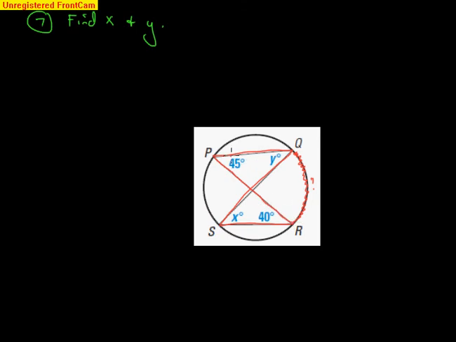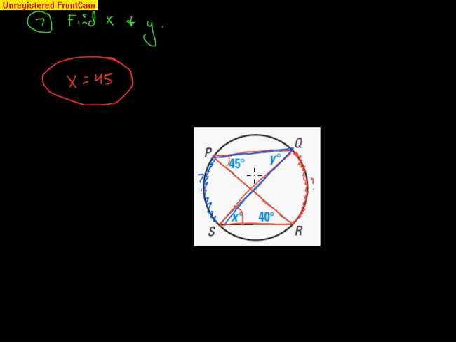This angle is 45 degrees. Since they intercept the same arc, they are congruent. X is 45. Similarly, we do the same thing with y. Y is here. Let's trace y.